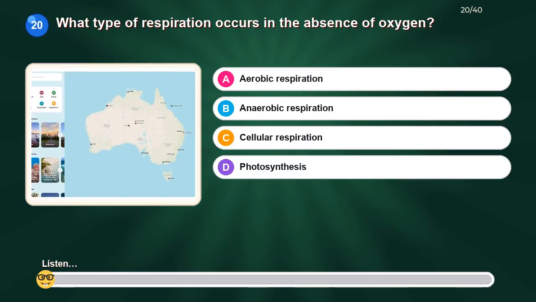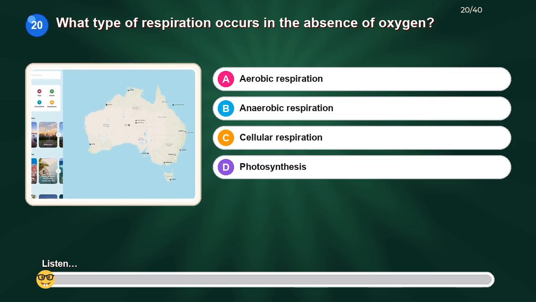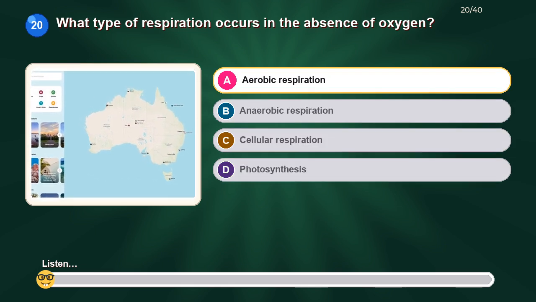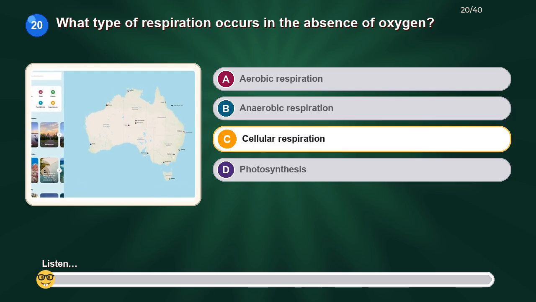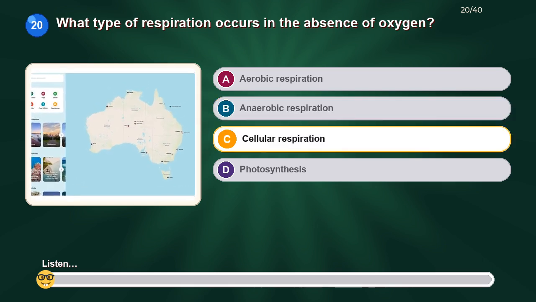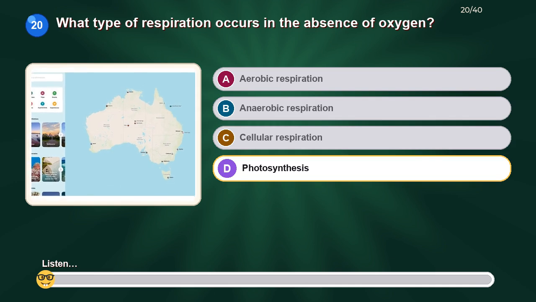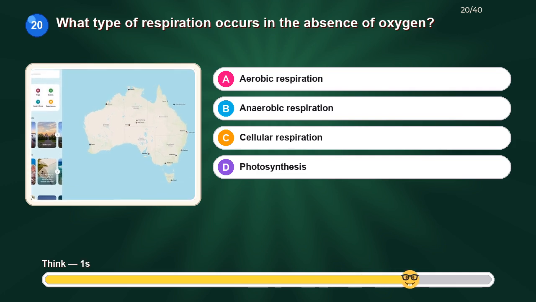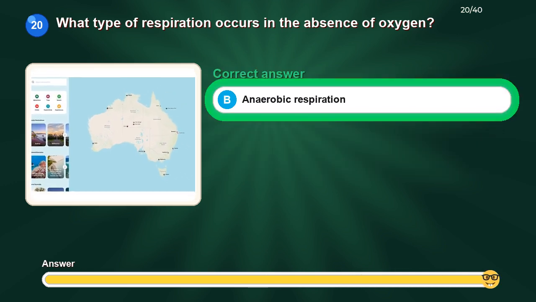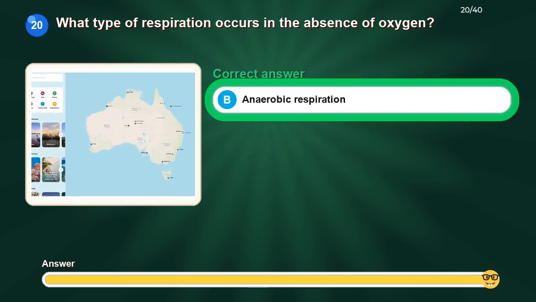What type of respiration occurs in the absence of oxygen? Option A, aerobic respiration. Option B, anaerobic respiration. Option C, cellular respiration. Option D, photosynthesis. The correct answer is anaerobic respiration.